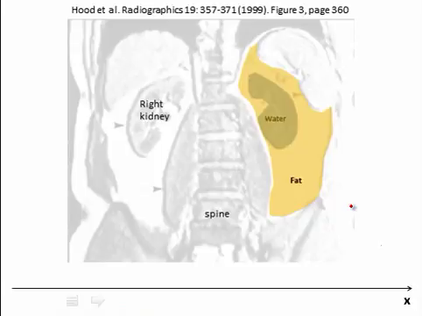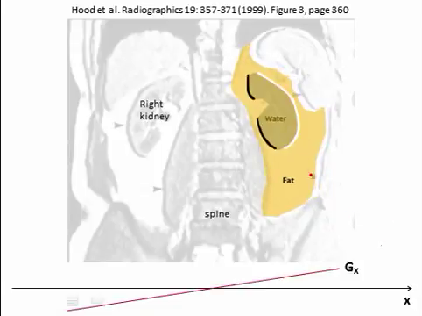Let's go back again. If I turn this gradient on again, you see that fat has moved from its original position to the left, because the gradient has this direction. So what we see here is that because of the read gradient, the fat has shifted into water.